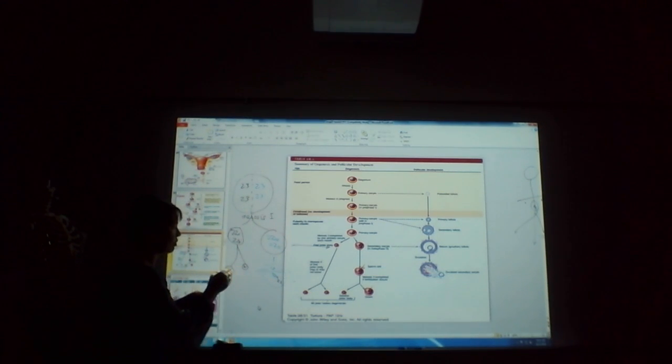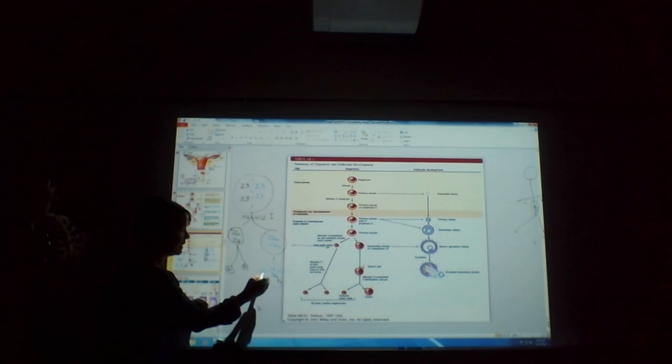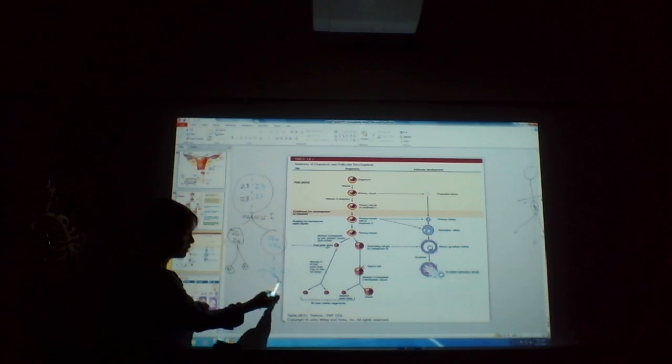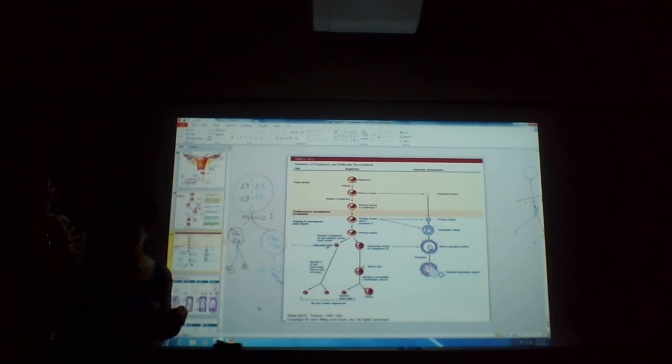So all of these will only have 23. This now will have the 46 because there's the male. You see that? You got that, everybody? What do you think? There's another slide that correlates everything.